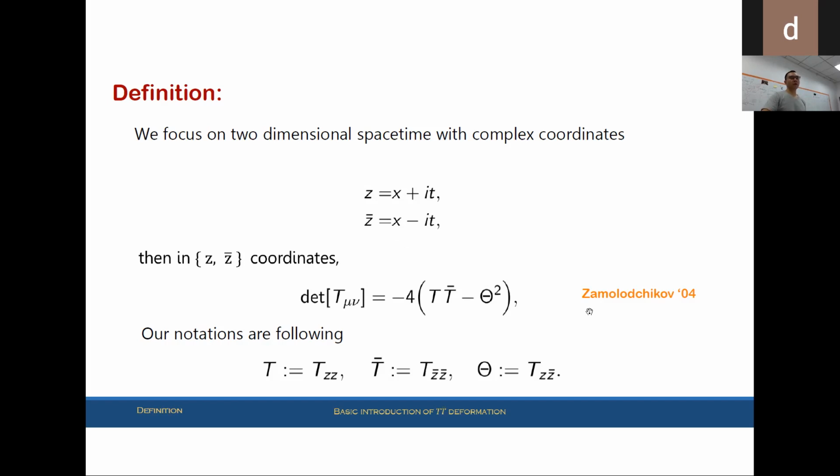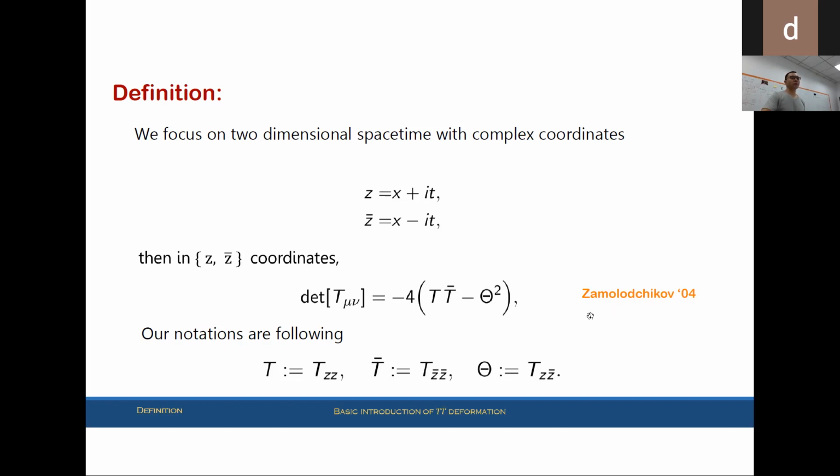Almost 16 years ago, Zamolodchikov proposed that the TT bar deformation operator is like a determinant of the energy momentum tensor, expressed by the holomorphic part and the anti-holomorphic part. In this notation, we denote T as the T_zz component and T bar as the T_z̄z̄ component. Normally, in a conformal field theory on flat space, the theta term will vanish.